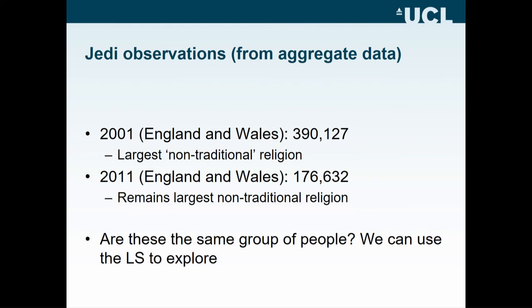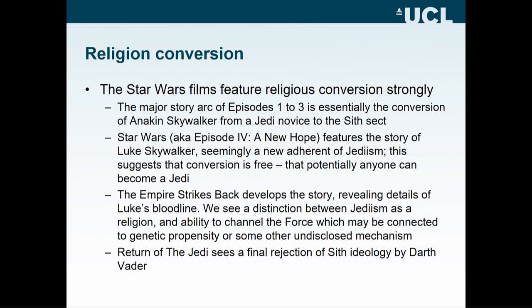And what we can ask is whether these are the same group of people. Is one set of Jedi appearing in 2001, maybe as a protest, maybe as a bit of fun, and then disappearing again, and being replaced by a different but smaller set of people? Or are some people continuing to be Jedi? And we can use the LS to explore these ideas. And we can think more generally about religion and religious conversion, because this is essentially the story of Star Wars.